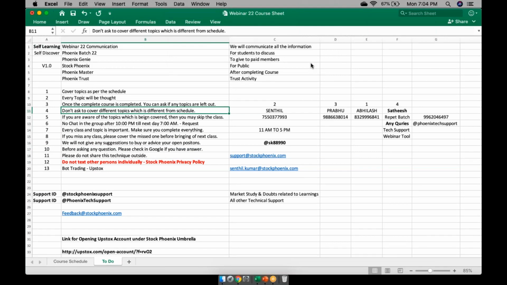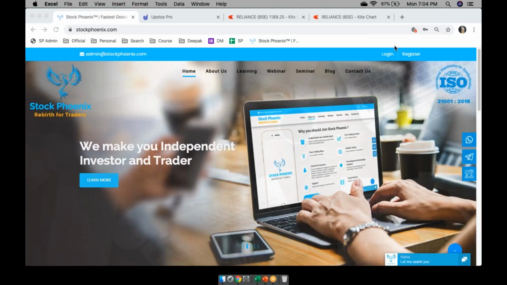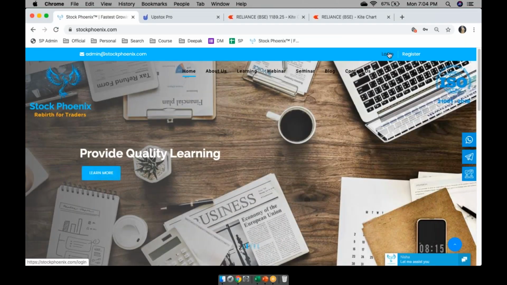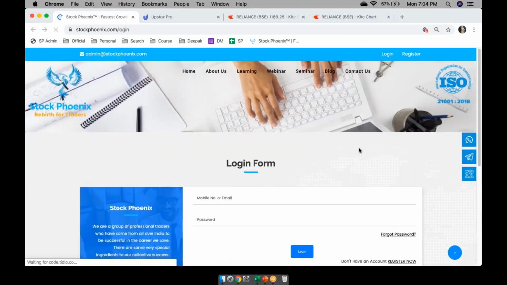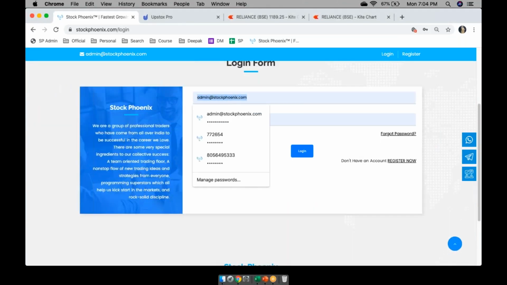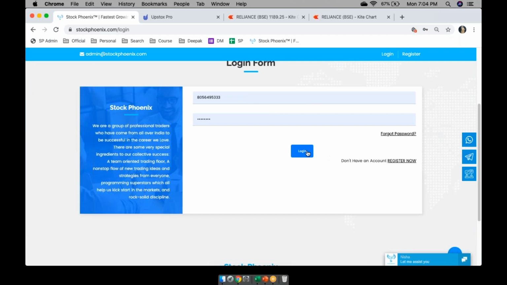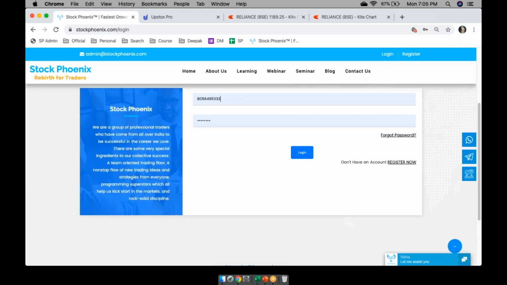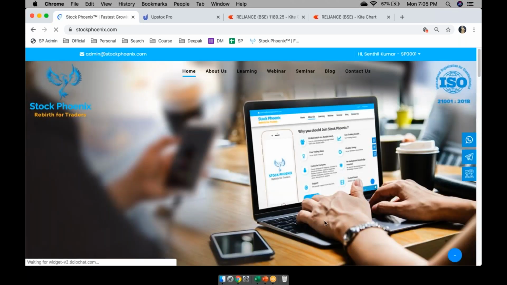This sheet will be uploaded in the webinar dashboard. Many of you might not be aware where it will be available, so I'll show you. This is the place you can log in: go to stockphoenix.com, log in with your username and password. We'll enter into the subject in another 5-10 minutes, as some general instructions are still there.